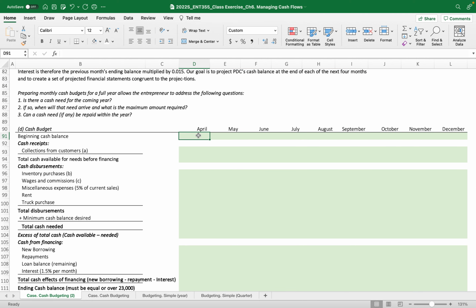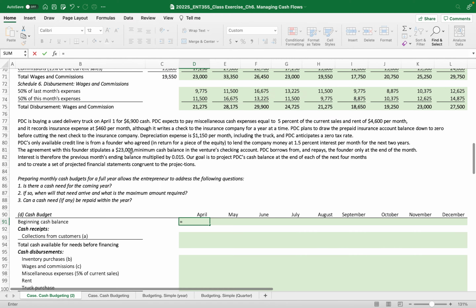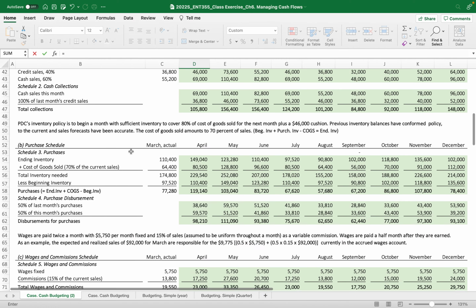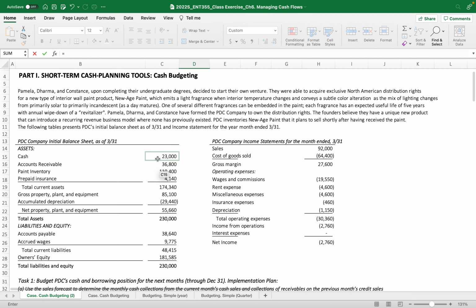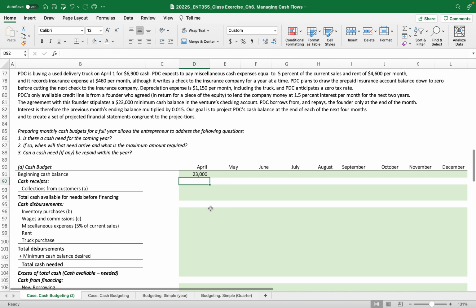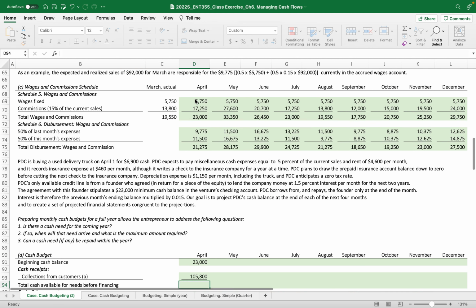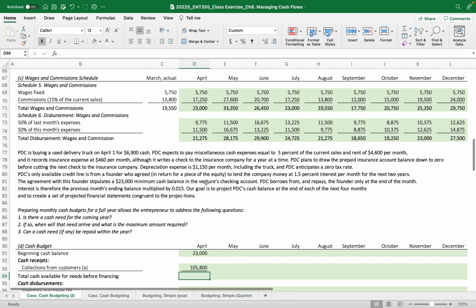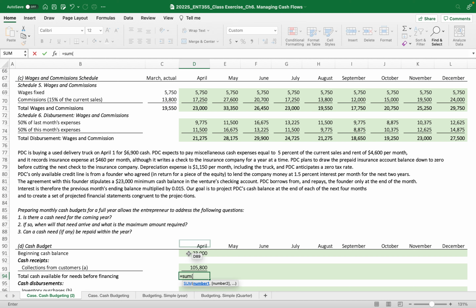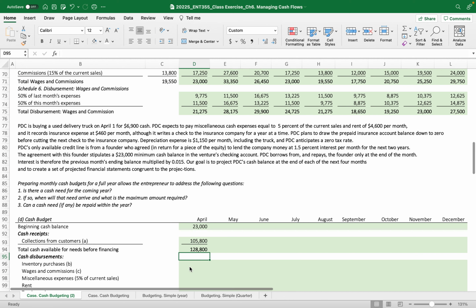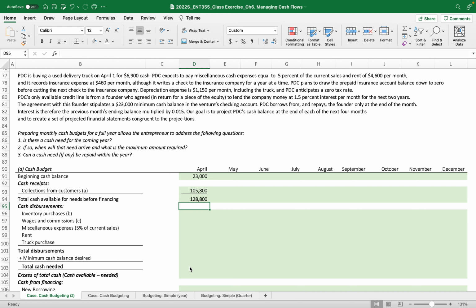Okay, then let's go. The beginning cash balance is the ending balance of the prior month. We have this cash balance in the initial balance sheet as of March 31st. And then the collections from customers come from Schedule A, right? Where is it? There you go. That's why we built the cash collection schedule. The sum of these two is now the total cash available for needs before financing.